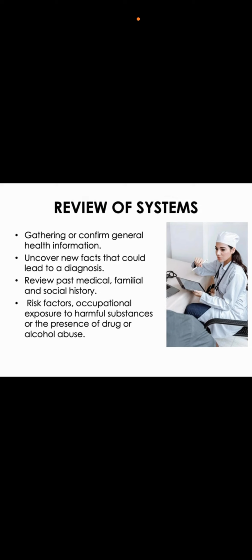For your review of systems, you want to be able to gather or confirm the general health information that you're asking the patient. Clinicians should be able to uncover new facts that could lead to a diagnosis. Clinicians should review past medical history, family history, so any family history, any social history to determine the disease risks or risk factors, occupational exposure. Is there any use of harmful substances or presence of drug or alcohol use or abuse?